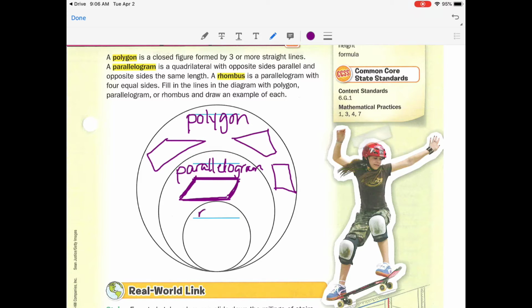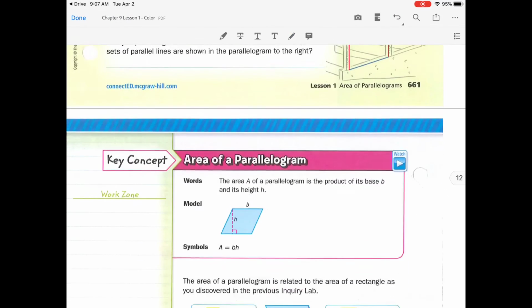And the last one is a rhombus. So a rhombus is a parallelogram with four equal sides. So it's actually going to look something hopefully kind of like this, where all the sides are the same length. Okay? So you'll notice that the parallelogram had some longer sides, and the rhombus has sides that are all the same length. Okay, let's go ahead and turn to the next page.